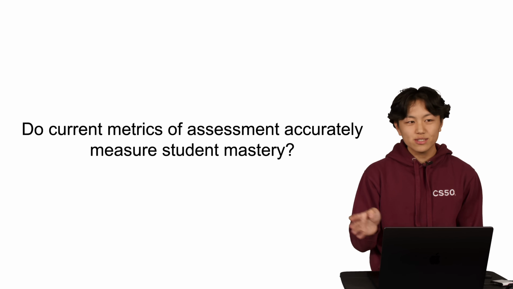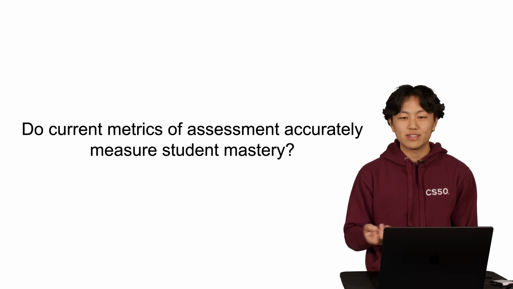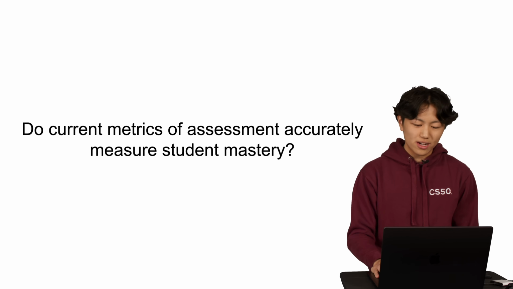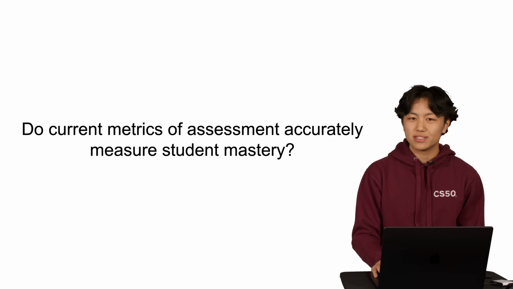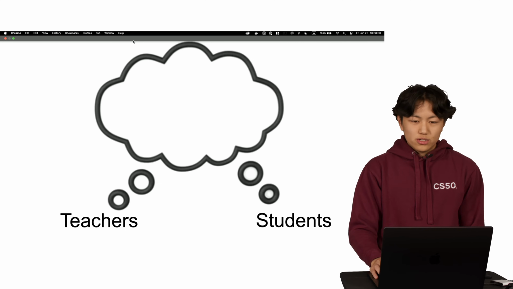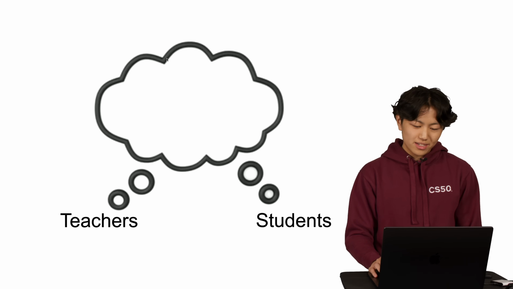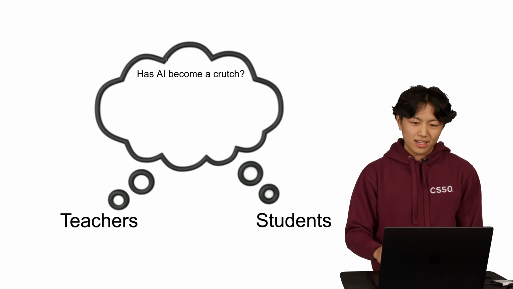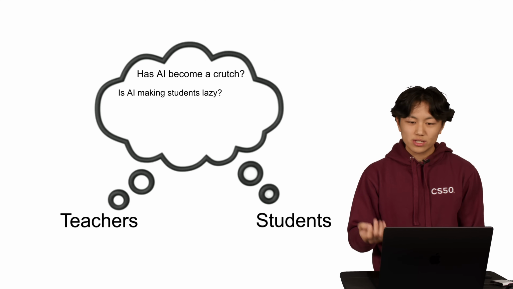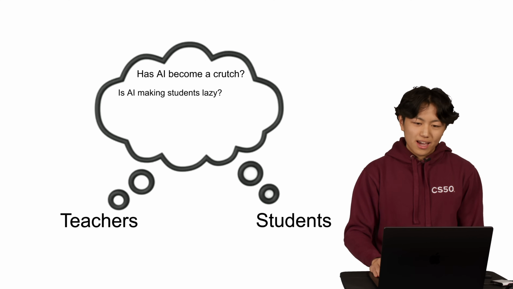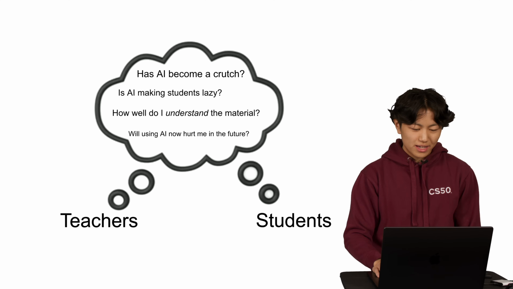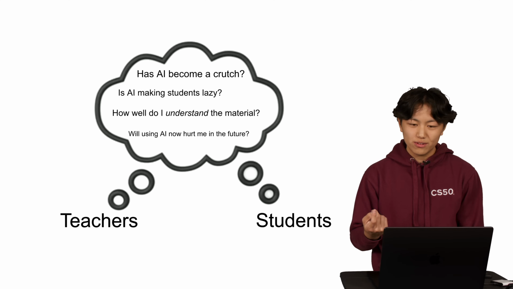And don't get me wrong, AI is an amazing tool that provides millions of students with information that they wouldn't have otherwise. But in terms of skills and understanding, it can cause teachers and students alike to be a bit uncertain. So for instance, many questions have come up recently. The first being, has AI become a crutch to students? Or whether AI has made students lazy? Or the classic, how well do I really understand the material if I'm using AI to help me? And lastly, will AI hurt me in the future if I use it now?